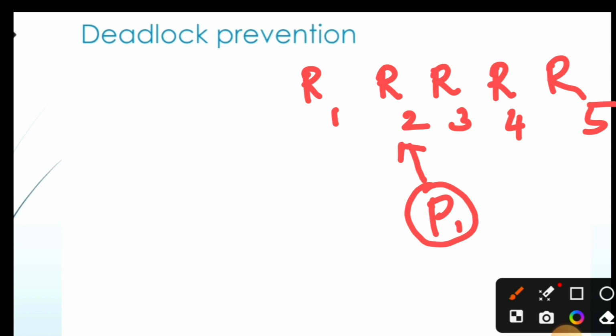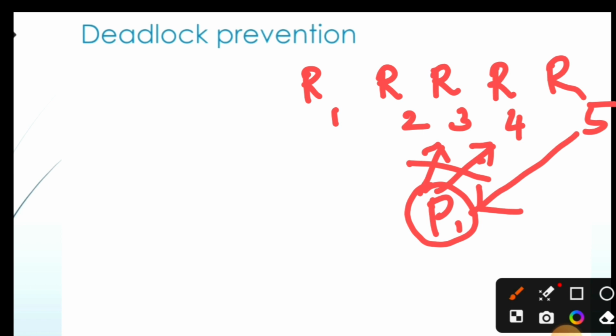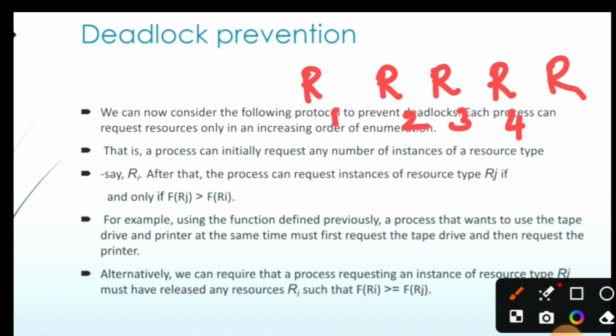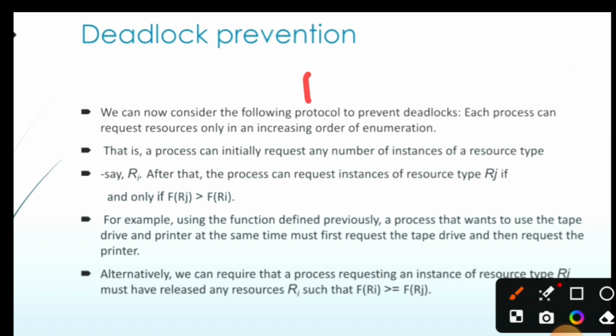Let us take another example. Suppose a process P1 is allocated resource R5. Now if P1 requests resources R4 and R3, which are lesser than R5, such requests will not be granted. Only a request for a resource greater than R5 will be granted. Then the circular wait will not happen. So circular wait will not hold if we follow this kind of protocol.